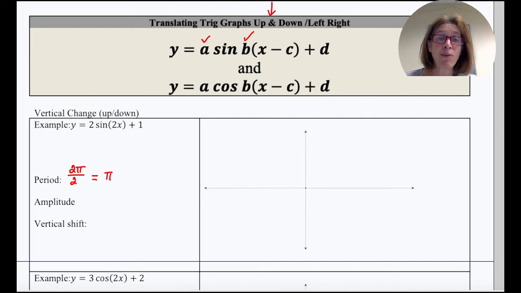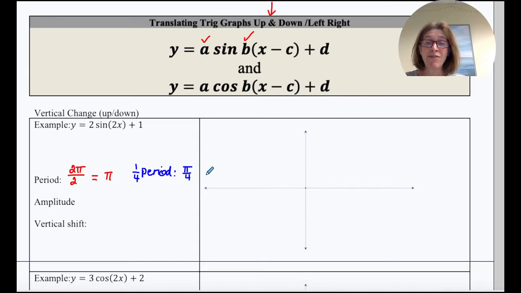Now remember, after that we always find our quarter period, or unit. So our quarter period would be pi over 4. That helps me when I'm tracking or getting my values along the x-axis. My amplitude is 2, remember our a term, and our vertical shift is going up 1. Well, if the graph is getting shifted up 1, that means our midline is moving up 1.